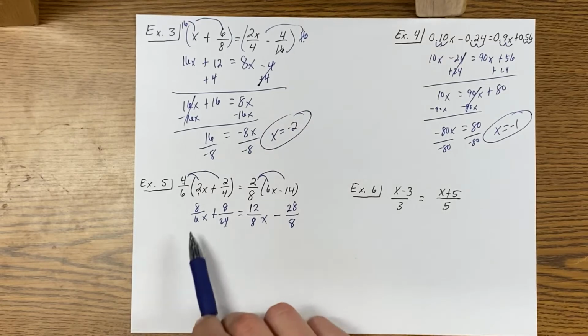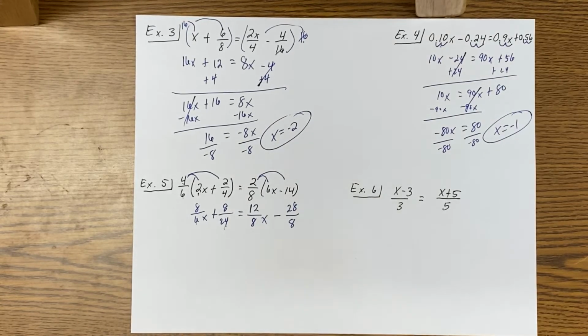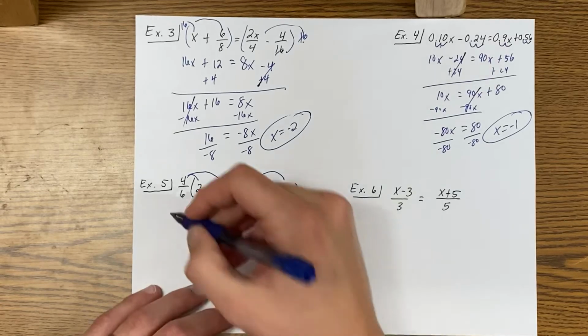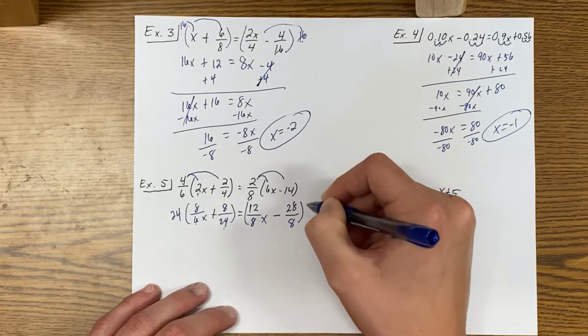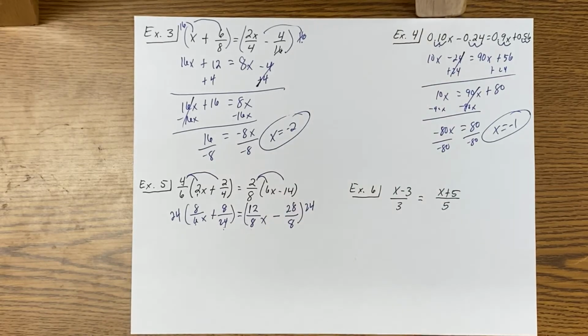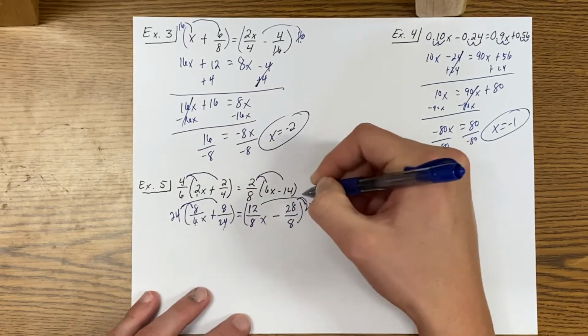Okay, now we look at our denominators. 6, 24, 8, and 8. So our least common denominator of these four numbers is going to be 24. So we're going to prepare with parentheses and multiply all the terms by 24. Okay, so multiply here, multiply there, multiply there, multiply there.